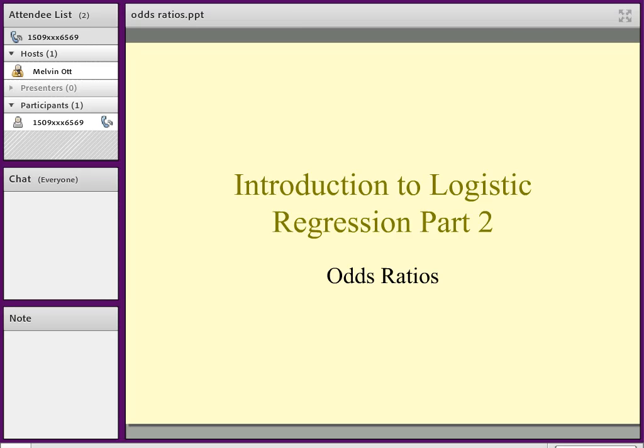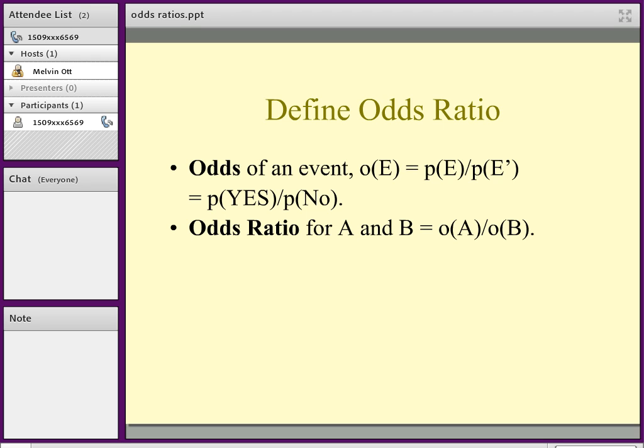This is a short recording on odds ratios and exponential functions. And I want to do this in preparation for you to study logistic regression. So bear with me, and this will be something you can review as we go along.